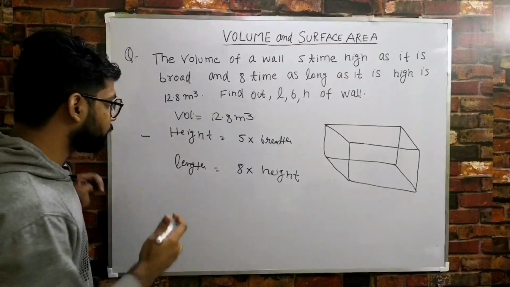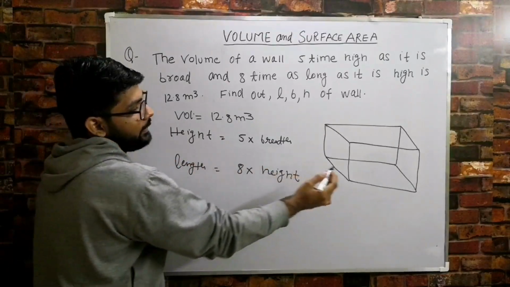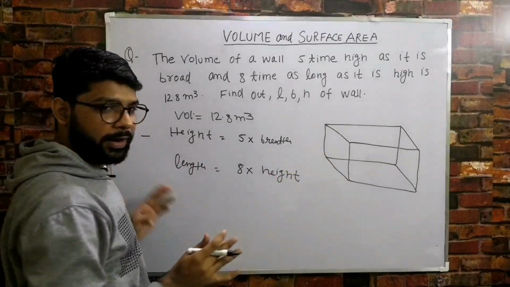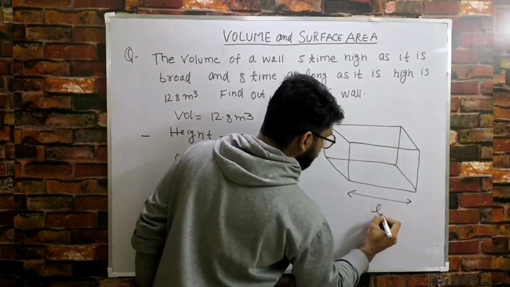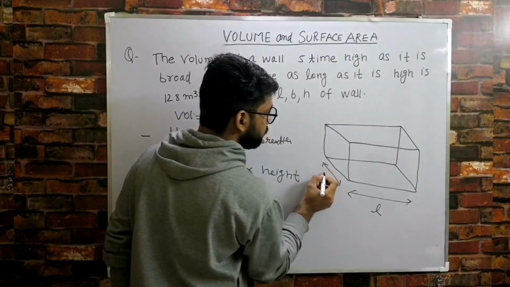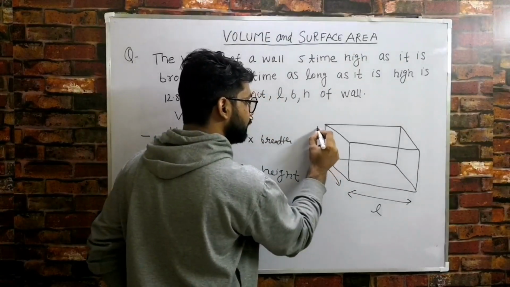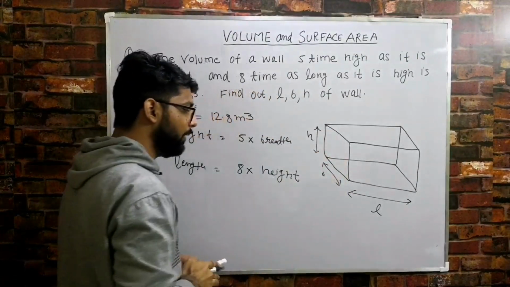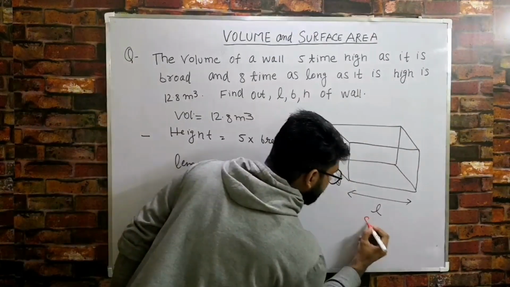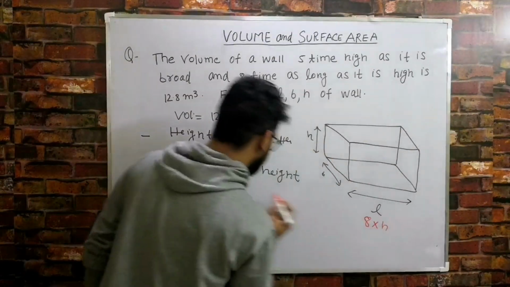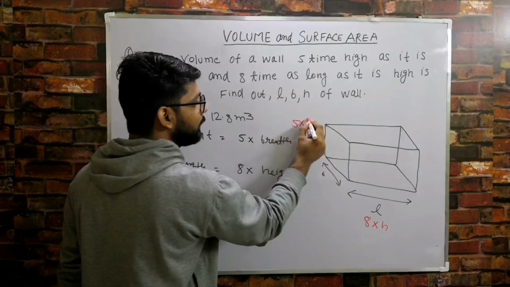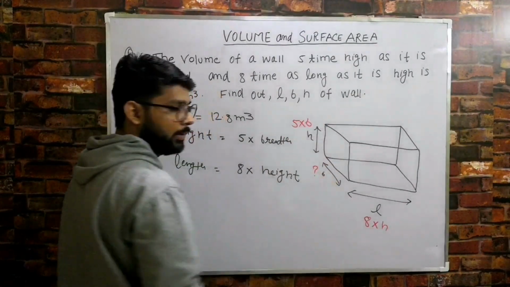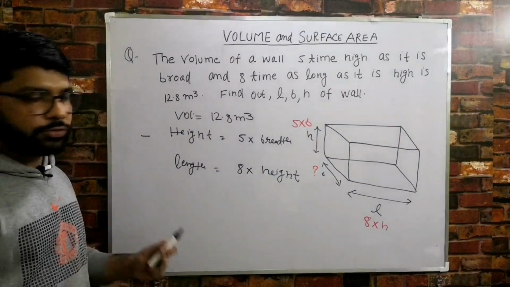So please write with me. Here this is the cuboid, this is the wall. We have to find out its length, its breadth and its height. We have to find all three, where the length is equal to 8 times its height and the height is equal to 5 times its breadth, and the breadth is not given. So we have to assume the breadth.